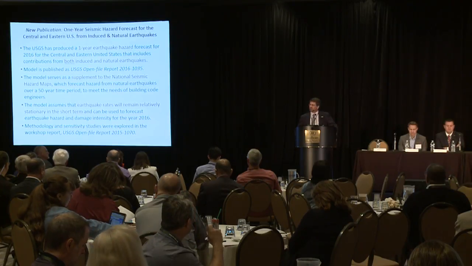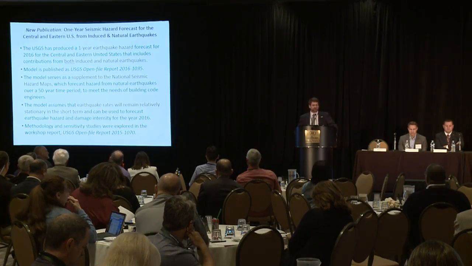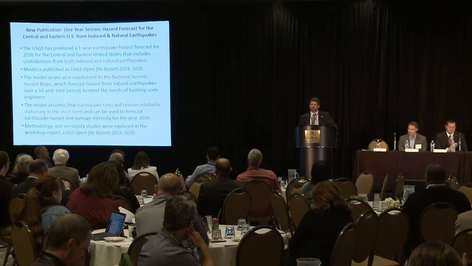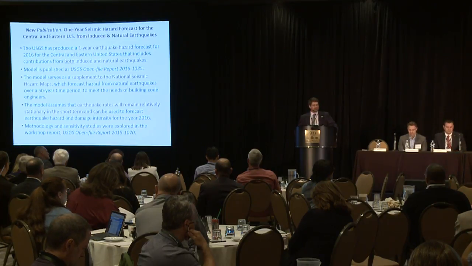And a few weeks ago, we published a one-year hazard model for 2016 that includes the hazard from all earthquakes, both induced and natural, for the central and eastern U.S. And it's a supplement, as I said, to the National Seismic Hazard Map. And it makes the assumption that the best available information we have on which to base this model is earthquake rates. We have good enough seismic catalogs in the central and eastern U.S. to understand the earthquake rates, how they're changing, and project those rates forward in time. And that's the fundamental basis for the maps.